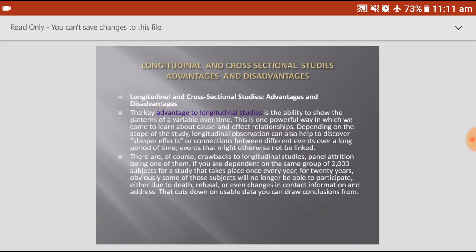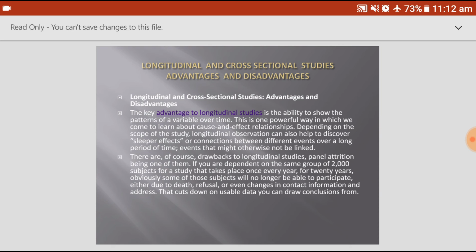Now, longitudinal and cross-sectional studies: advantages and disadvantages. The key advantage of longitudinal studies is the ability to show the pattern of variables over time. This is one of the most powerful ways in which you come to learn about cause and effect relationships. Depending on the scope of the study, longitudinal observation can also help to discover sleeper effects, or connections between different events over a long period of time, events that might otherwise not be linked.